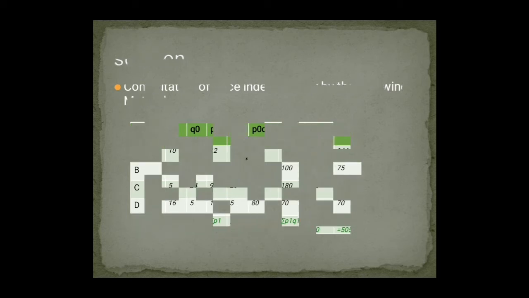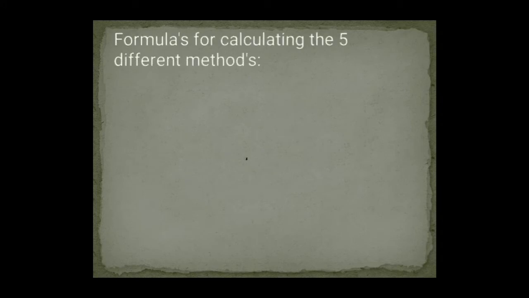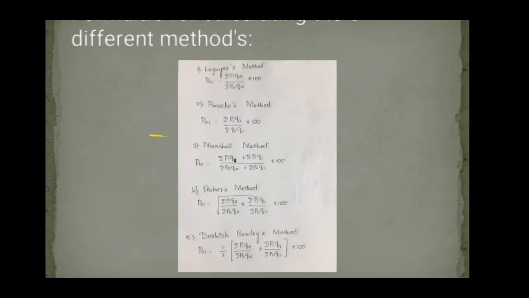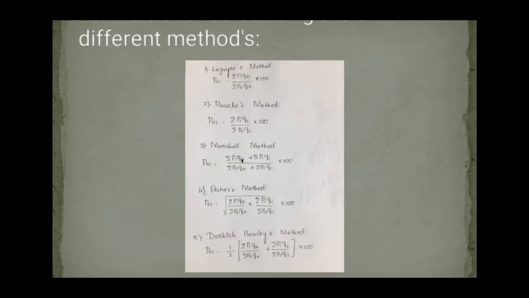After computing the table, we have to calculate according to the formulas. So here are the 5 different formulas. Let's go through it. Laspeyres' method: P01 is equal to sigma P1Q0 divided by sigma P0Q0 into 100. Paasche's method: P01, it denotes price index, is equal to sigma P1Q1 divided by sigma P0Q1 into 100.